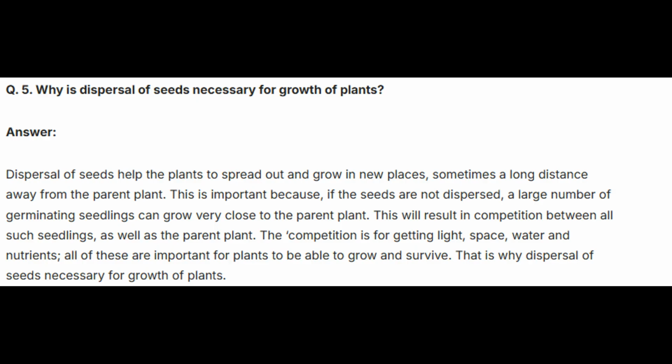Question fifth. Why is dispersal of seeds necessary for growth of plants? Answer. Dispersal of seeds helps the plants to spread out and grow in new places, sometimes a long distance away from the parent plant. This is important because if seeds are not dispersed, a large number of germinating seedlings can grow very close to the parent plant. This will result in competition between all such seedlings as well as the parent plant. The competition is for getting light, space, water, and nutrients. All of these are important for plants to be able to grow and survive. That is why dispersal of seeds is necessary for growth of plants.